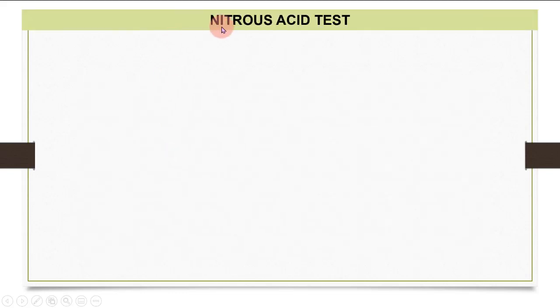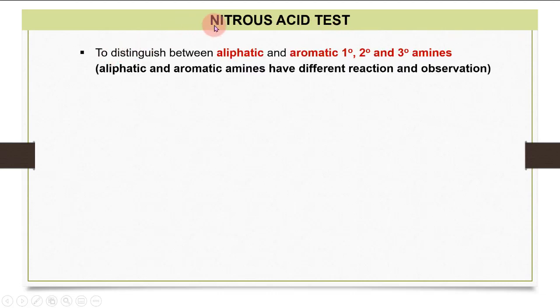The next chemical property we have for amines is the nitrous acid test. This nitrous acid test is to distinguish between aliphatic and aromatic primary, secondary, and tertiary amines. Both aliphatic and aromatic amines have different reactions and observations.